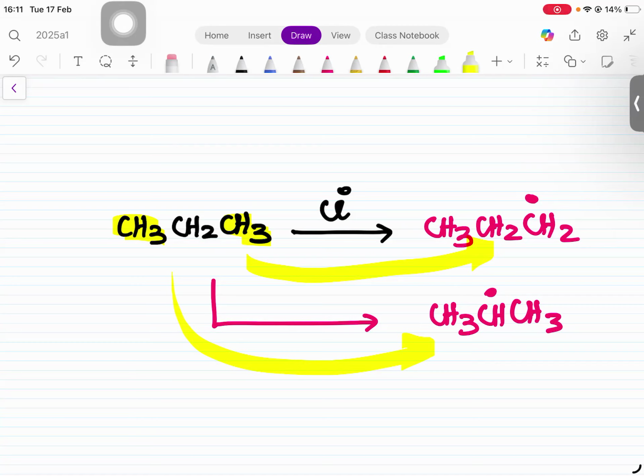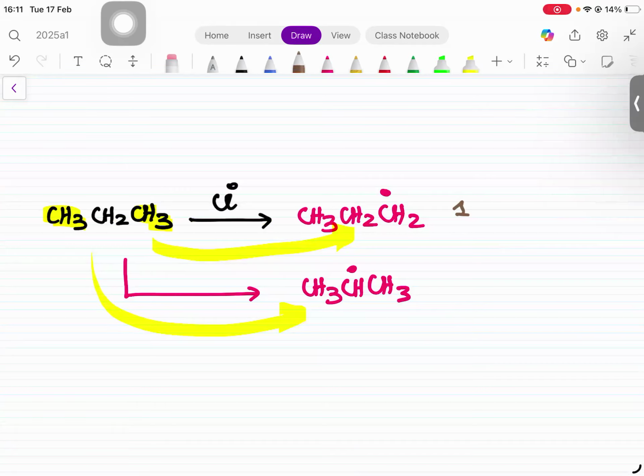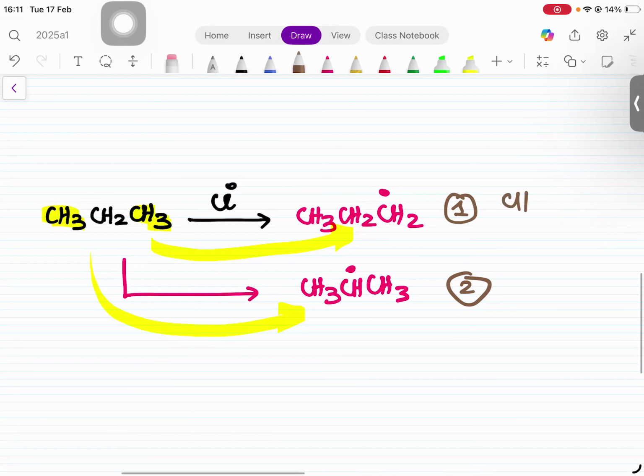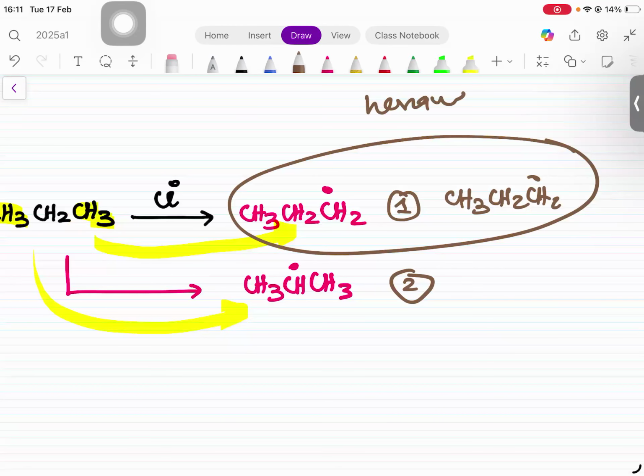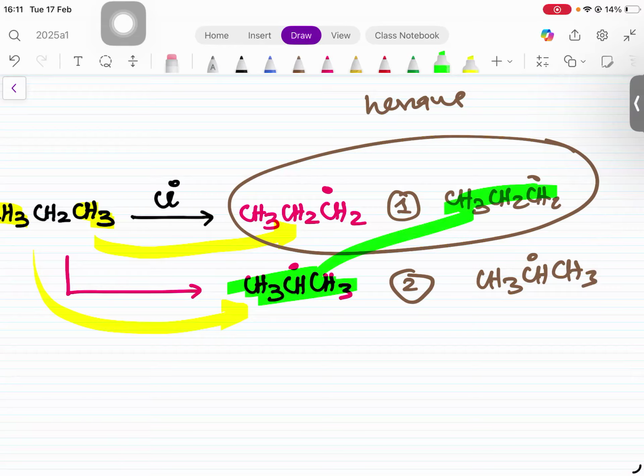Now termination is when free radicals combine with each other. I'm calling this free radical number 1, and this free radical number 2. Now any two free radicals can terminate. So number 1 can terminate with another molecule of number 1. In that case the product will be what? The longest chain is 6 carbons, so what will it be? Hexane. And number 2 can terminate with number 2, and number 2 can also terminate with number 1. So these are the 3 possible options. And terminate means the carbons with the free radicals form a covalent bond with each other.